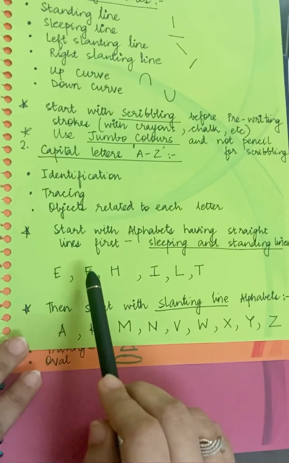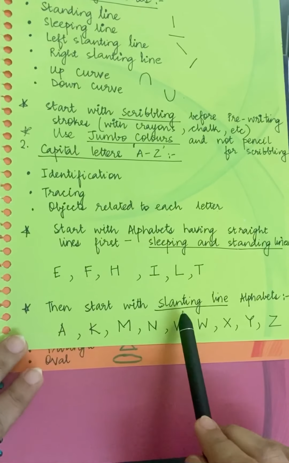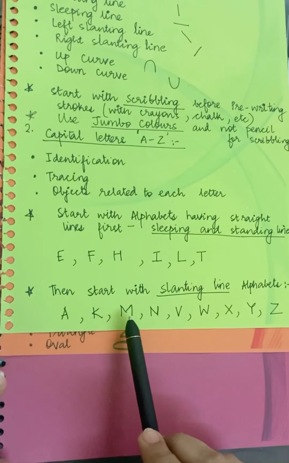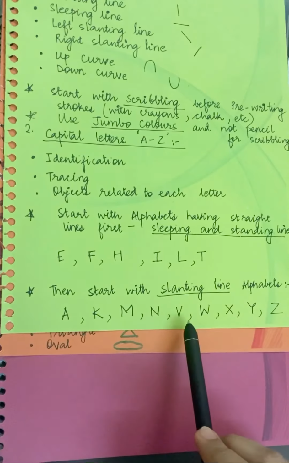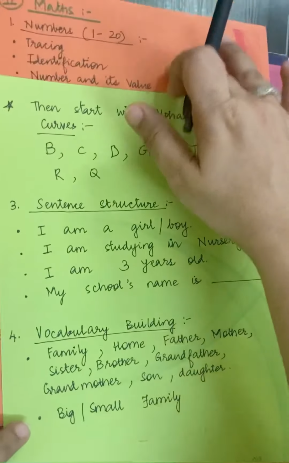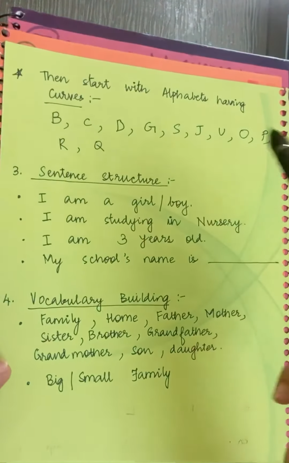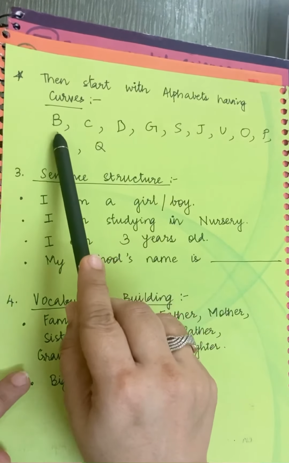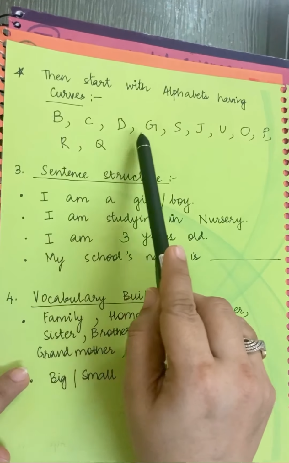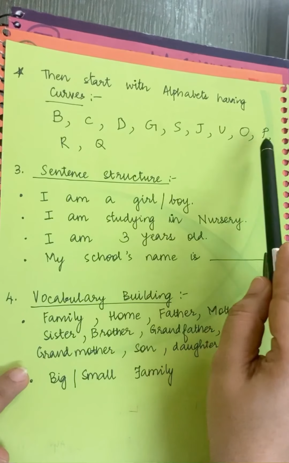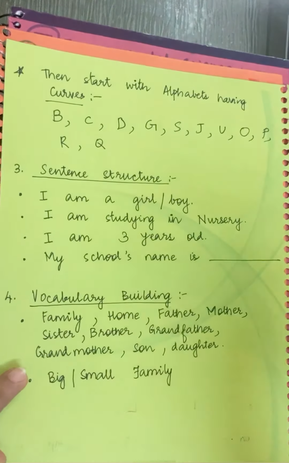Then later on, once these alphabets are mastered, you can start with the alphabets having slanting lines like A, K, M, N, V, W, X, Y and Z. Then you can start with other alphabets having curves, like the alphabets B, C, D, G, S, J, U, O, P, R, Q.